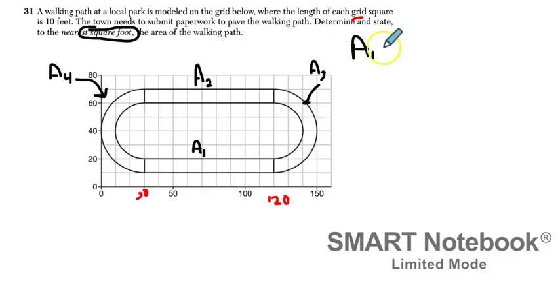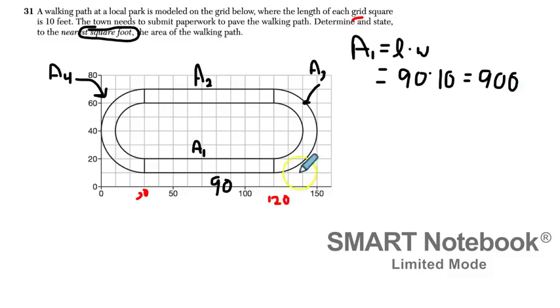So I know that the area of a rectangle is length times width. The length of this rectangle is 10, 20, 30, 40, 50, 60, 70, 80, 90 feet. The width is 1 square, so it's 10 feet. So the area of that rectangle is 90 times 10, or 900 square feet. And the area of that second rectangle, the one up here, it's congruent. It has the same length and width, so it's also 900. And that's the easy part, finding those areas.